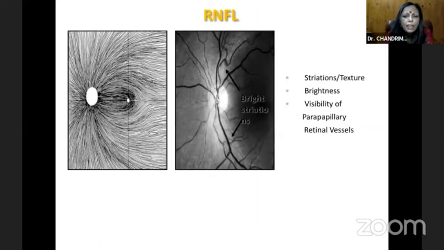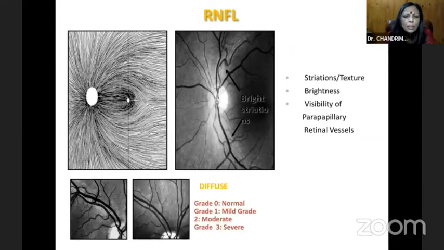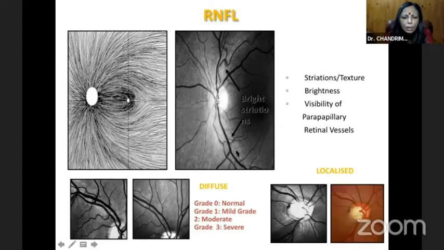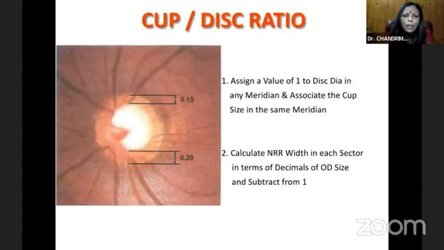About the RNFL, look for silver striations to define the RNFL. You have diffuse and localized RNFL defects, and it also can be graded as normal, mild, moderate, and severe. To delineate a disc with a cup disc ratio, this is how we assess it. You put this hole as a one, and calculate this distance, the inferior rim.